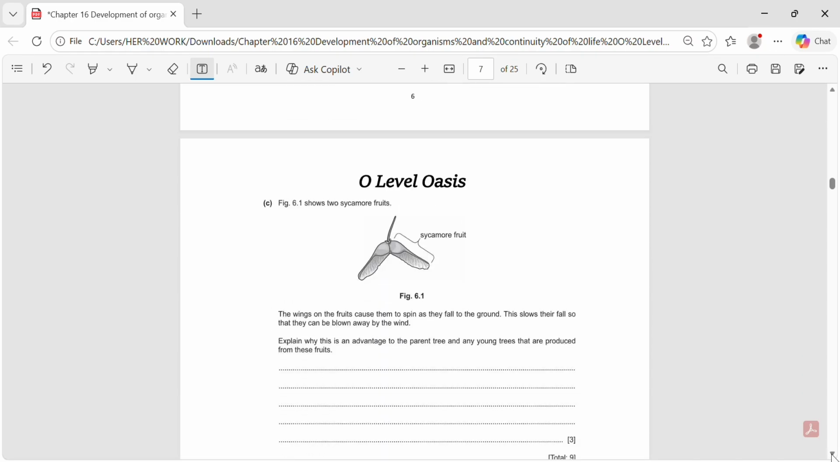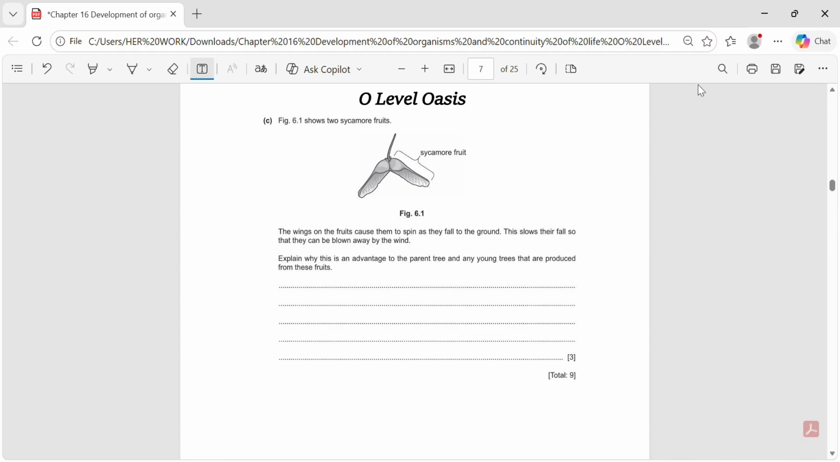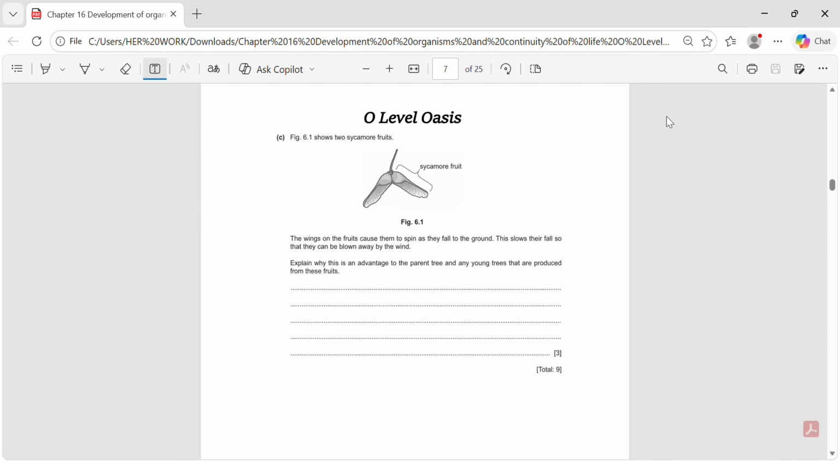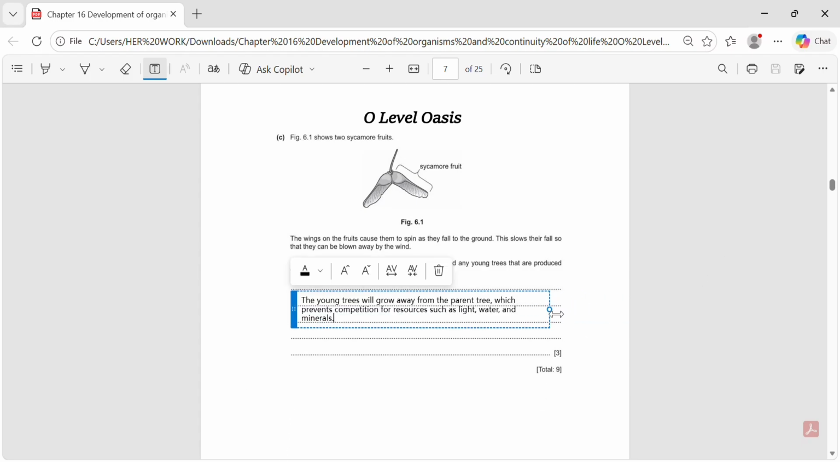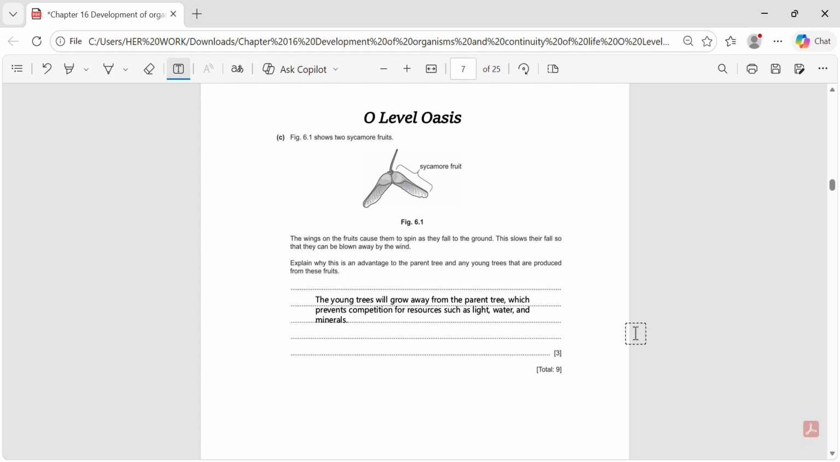Finally, Part C says, Figure 6.1 shows 2 sycamore fruits. The wings on the fruits cause them to spin as they fall to the ground. This slows their fall so that they can be blown away by the wind, and asks, explain why this is an advantage to the parent tree and any young trees that are produced from these fruits. In simple words, this is asking why seed dispersal is beneficial, so, the answer is the young trees will grow away from the parent tree, which prevents competition for resources such as light, water, and minerals. This means that by being carried away by the wind, the seeds land far from the parent plant, reducing competition and giving the new plants a better chance to grow and survive.